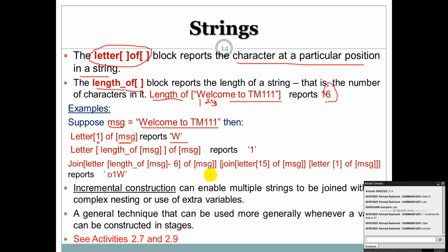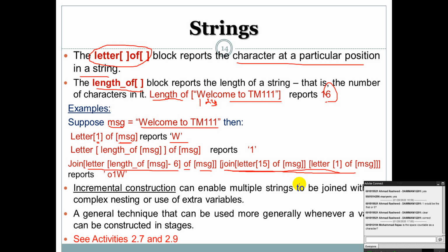So, incremental construction: join inside join. We can also use join inside join, letting blocks sit inside blocks. As you see here, join of letter, with this message. Again, here is the inner join. So you can include a join inside another join to join more than one string.